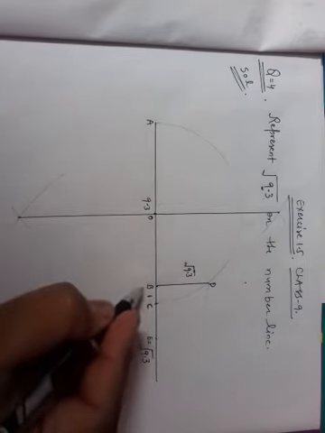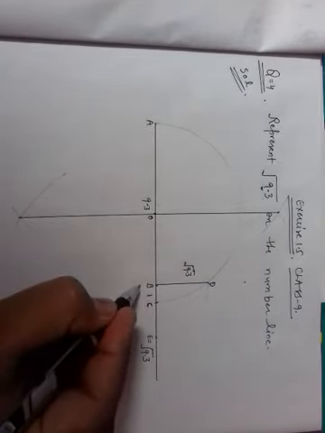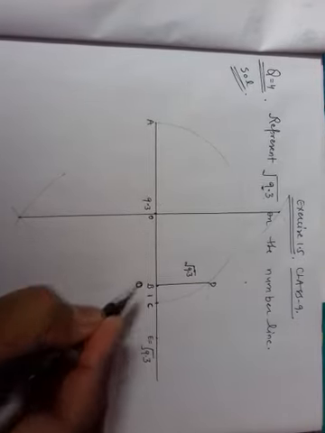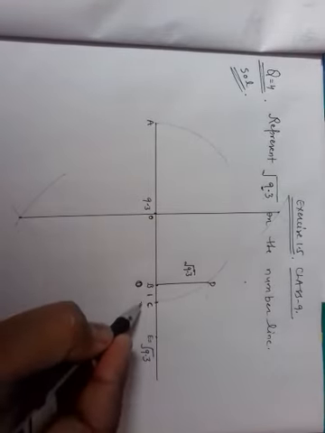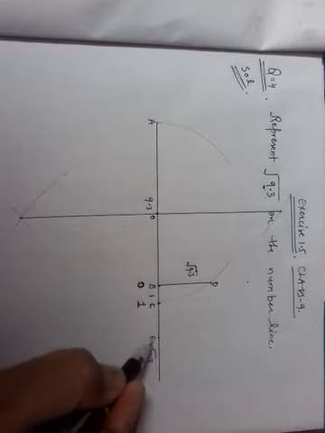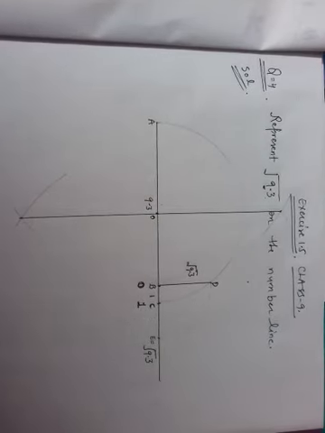Now for this, B represents 0 on the number line. This is the negative part. 0. This is 1. And this E point represents under root 9.3. Okay. So by this way, we can represent under root 9.3 on the number line. So you can do this in your copy and do practice.